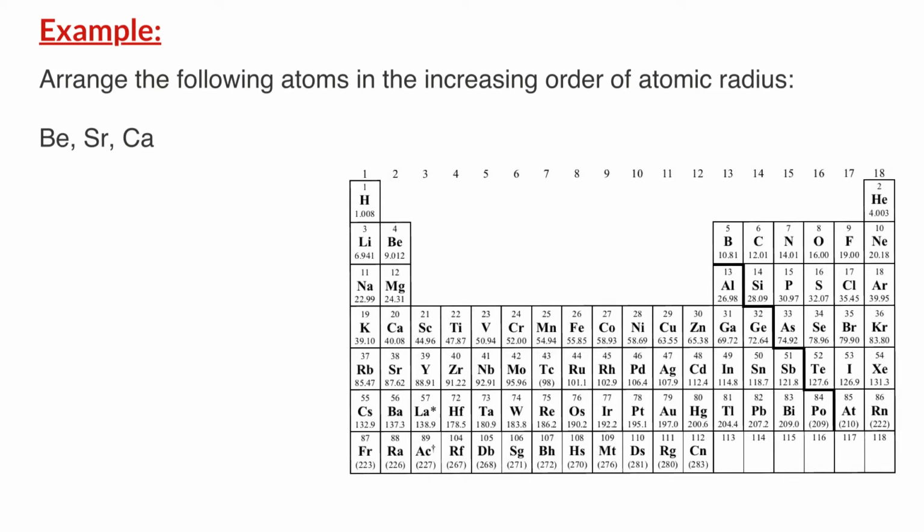First thing I would do is locate these three atoms on the periodic table. We have beryllium, strontium, and calcium, all of them in group number 2. We know that from the left to right hand side of the periodic table, the atomic radius decreases. And from top to bottom, the atomic radius increases.